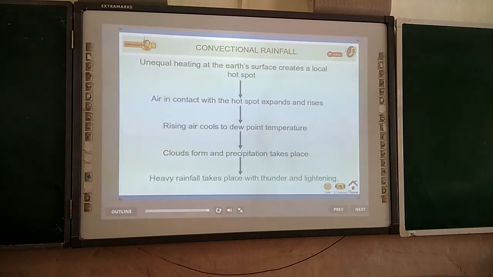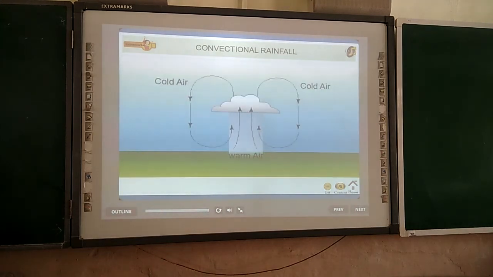Heavy rainfall takes place with thunder and lightning. The following animation will throw more light on the formation of convectional rainfall.